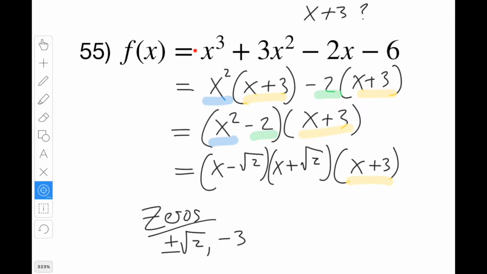So what is the greatest common factor of these first 2 terms? It's x squared. And x squared times what gives me x cubed? That's x. X squared times what gives me 3x squared? That's 3. So we get x plus 3 here. Then I'm going to find the greatest common factor of these 2 terms. That's negative 2. I'm going to factor out a negative 2. Negative 2 times what is minus 2x? That's x. Minus 2 times what is minus 6? That's positive 3. And now I've got these 2 x plus 3's, and I combine them into 1 right here.